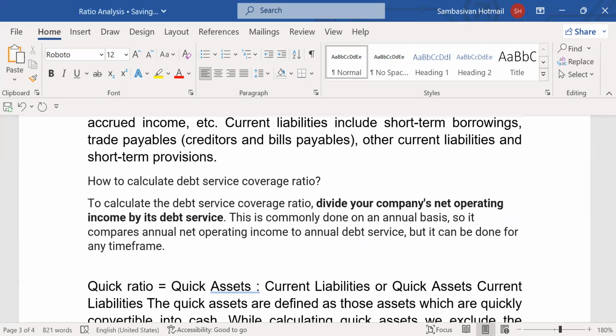To calculate the debt service coverage ratio, divide your company's net operating income by its debt service. This is commonly done on an annual basis, so it compares annual net operating income to annual debt service, but it can be done for any time frame.